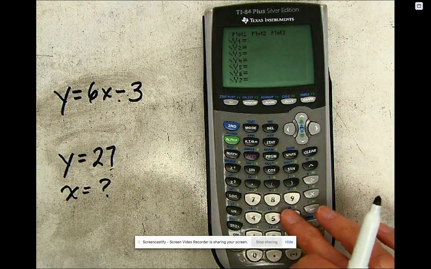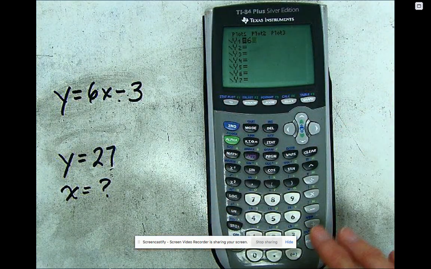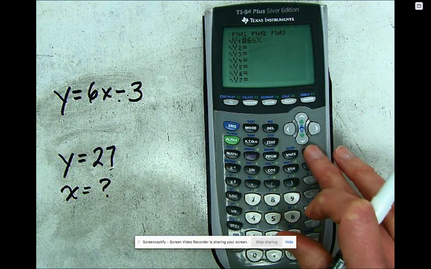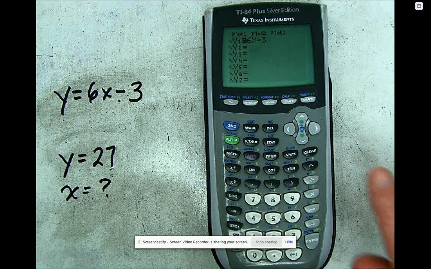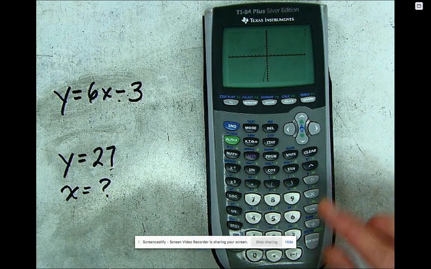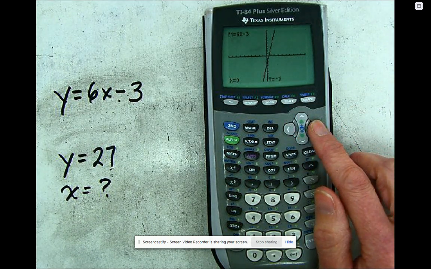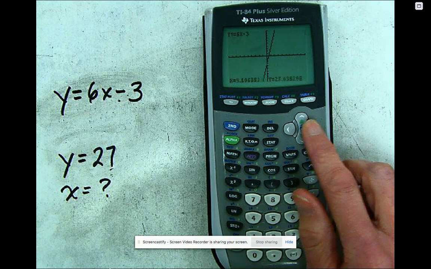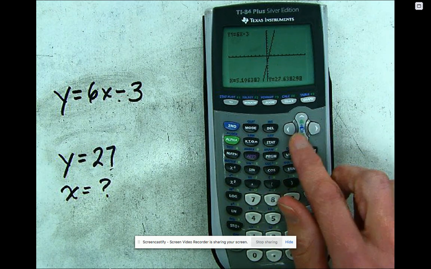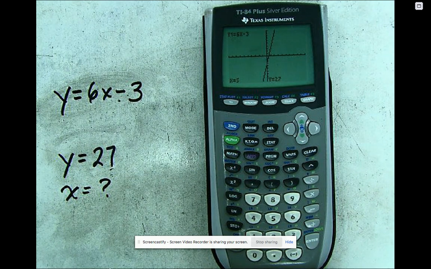Okay, how'd it go? Did you type in 3x? Oops, 6x. 6x minus 3. Did you go to the graph? And I'm tracing until I find y is equal to 27. So it looks like it's between 4 and 5. I'm going to just go ahead and try 5 and jump there. It looks like it is.